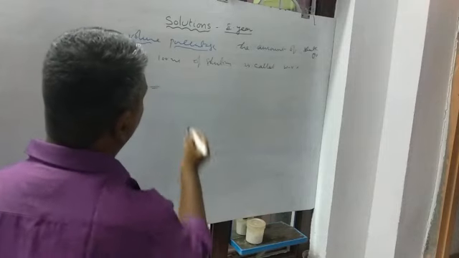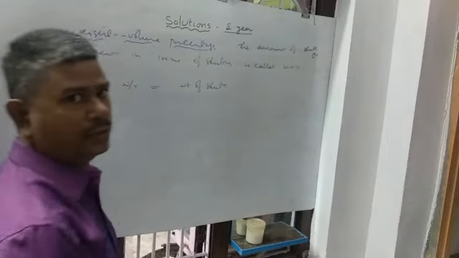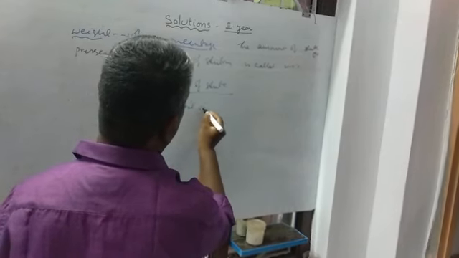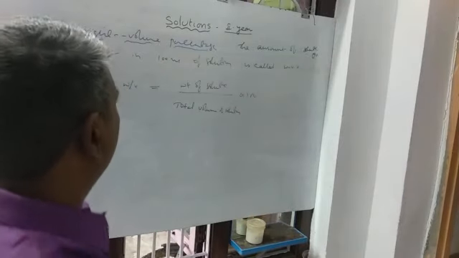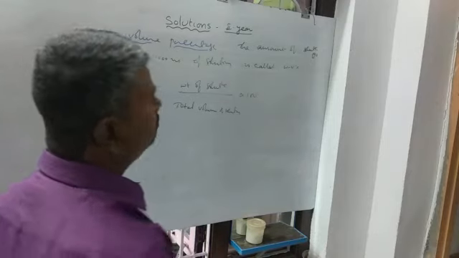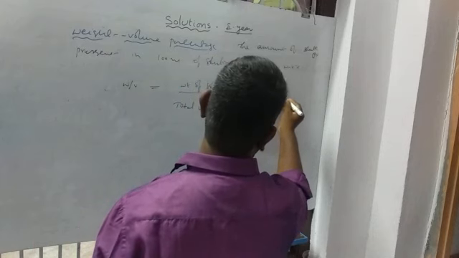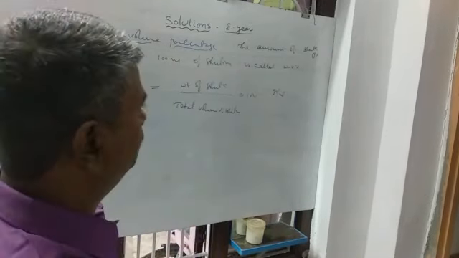So weight volume percentage equals weight of solute by total volume of solution into 100. Okay, so that is the weight volume percentage. It is expressed in gram per liter or gram per milliliter. Clear? So that is the weight volume percentage.